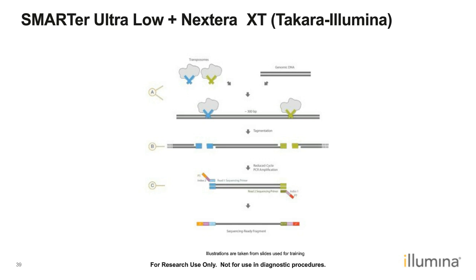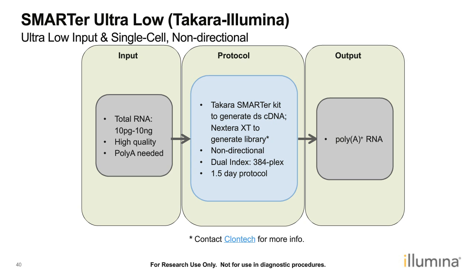You can use 10 picograms to 10 nanograms of high-quality total RNA with this workflow. 10 picograms is typically the amount of RNA that you can get from one cell, and this kit has been used for single-cell work. You will need 2 kits for this workflow. Again, the Takara SMARTer kit to generate the double-stranded cDNA and the XT kit for the library prep.